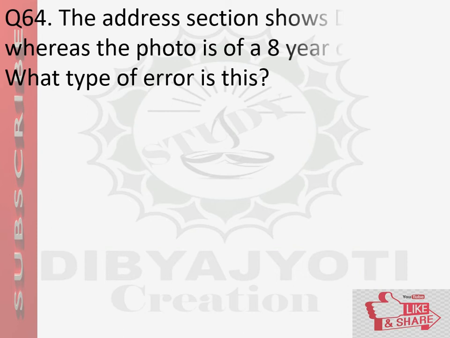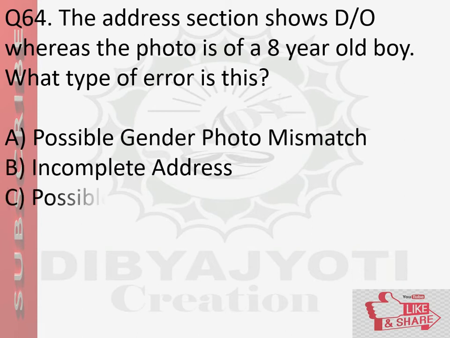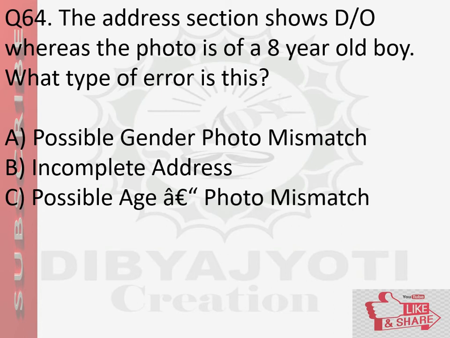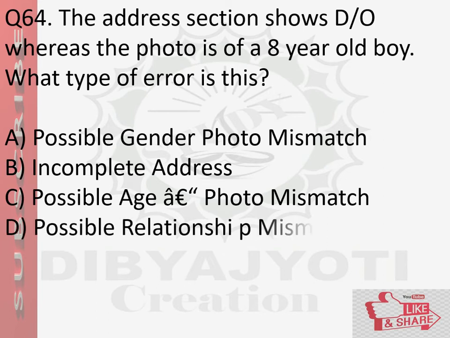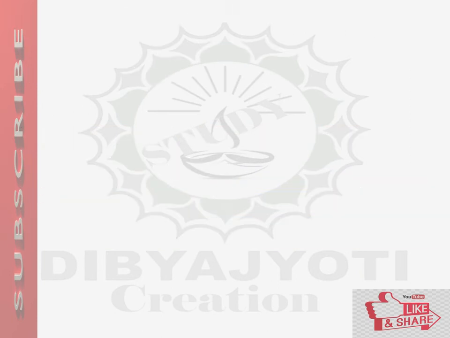Next, the address section shows daughter of, whereas the photo is of an 8-year-old boy. What type of error is this? Options are option A possible gender photo mismatch, option B incomplete address, option C possible age photo mismatch, option D possible relationship mismatch, and the answer is possible relationship mismatch.